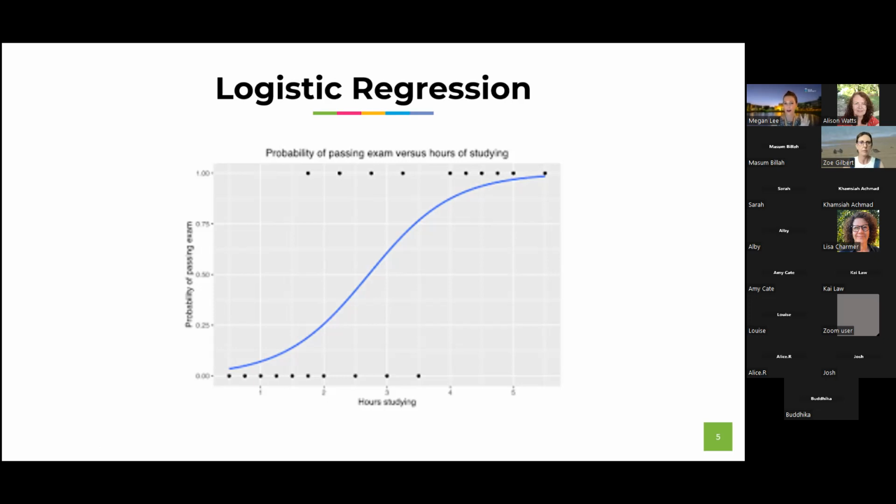Any other questions about our types of regression before we move on? So you need your DV as continuous? No. You need your DV to be continuous for all regressions except logistic. You can use categorical for logistic regression only. So see how this is categorical? Does not pass and does pass. Your dependent variable is dichotomous here.